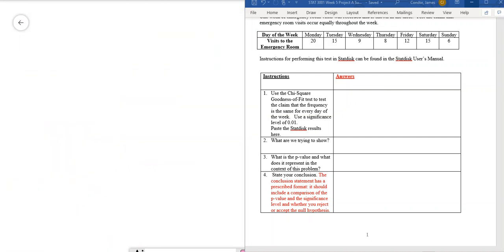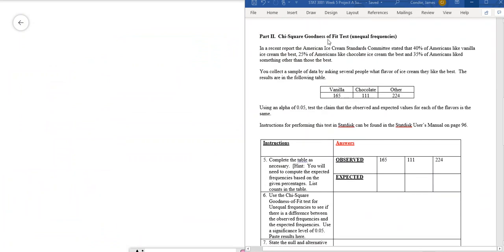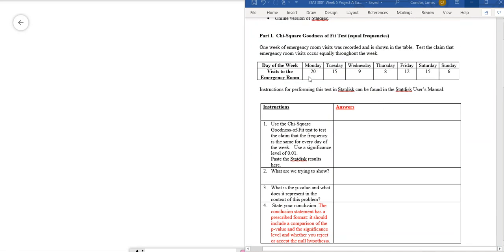All right, so let me take this out of here and let's go to the next one. And this is a chi-square goodness of fit test, unequal frequencies. Okay. Chi-square goodness of fit. So it's really the same idea, except we're not saying that in this case, choices of ice cream are going to come out all equal. Up here, we said, let's theorize that they're all going to occur exactly the same, right? Same number of visits every day. That was the equal frequencies.